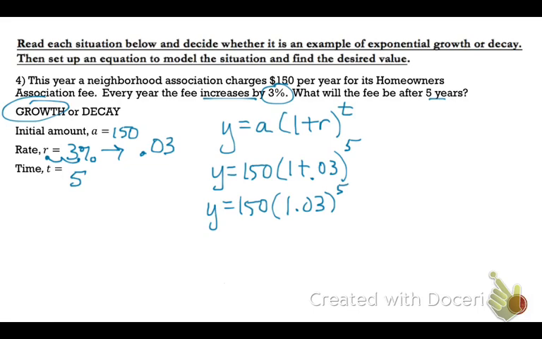Now grab your calculator. So think of order of operations. Take 1.03 and raise it to the 5th power first. Then take it times 150. This is a money answer, so since we weren't told differently, we're just going to round to cents. That means 2 decimal places. So $173.89.